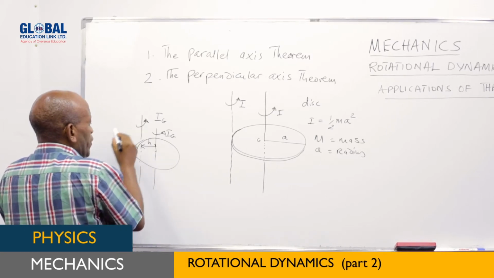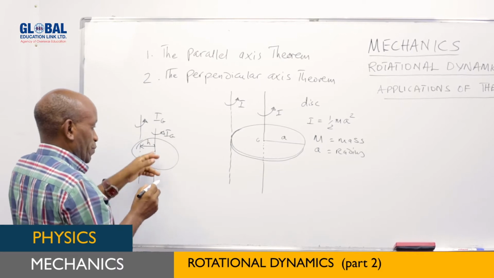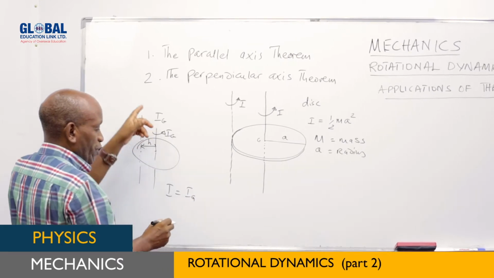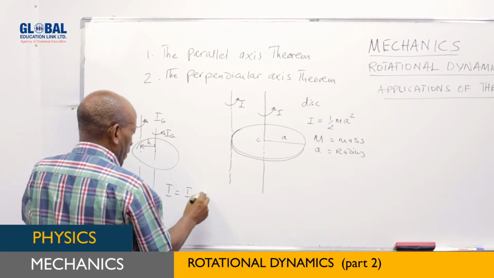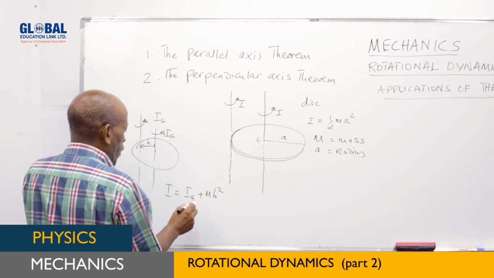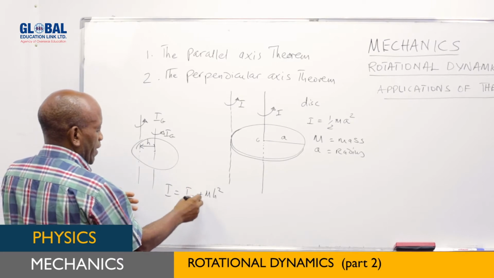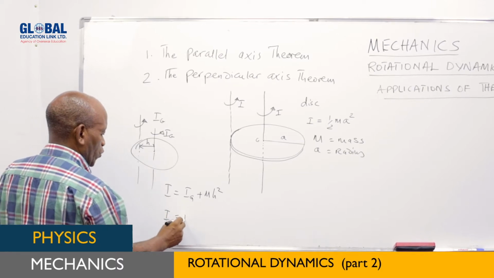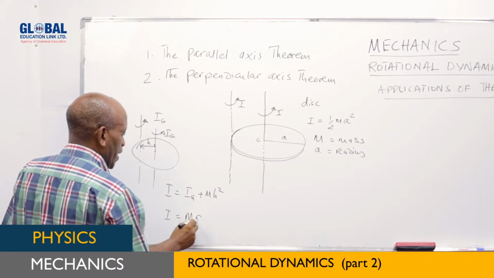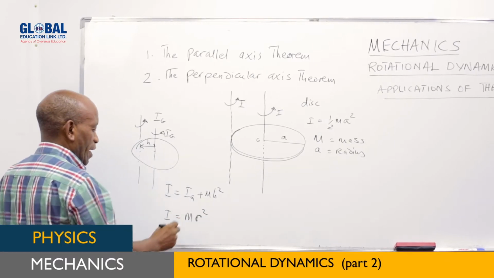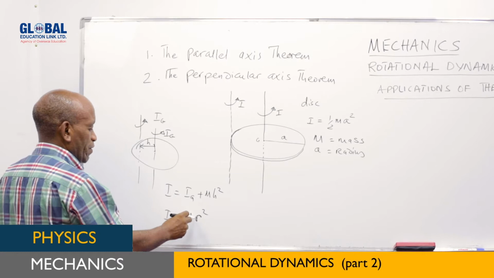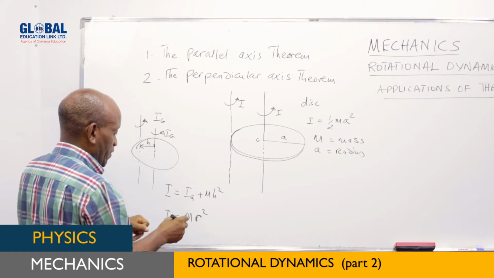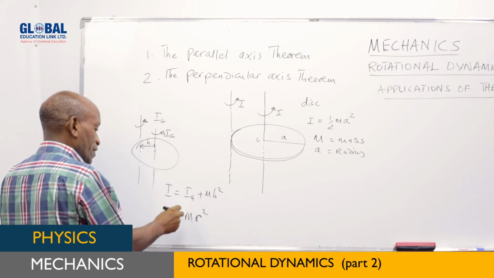then the new moment of inertia through the new axis, parallel to the first one which passes through the center of gravity, will be equal to the moment of inertia through the first axis plus m times h squared, where h is the separation distance between the two axes and m is the mass of that body. And by definition, the moment of inertia is the product of the mass times the radius squared, r squared, r being the distance from where the axis is passing to the center of mass of that body.